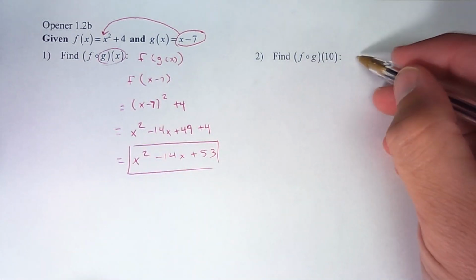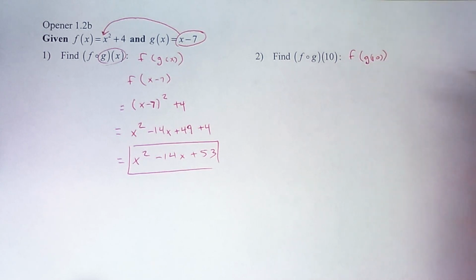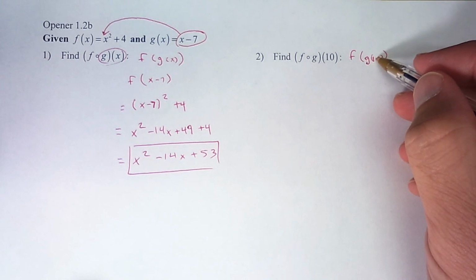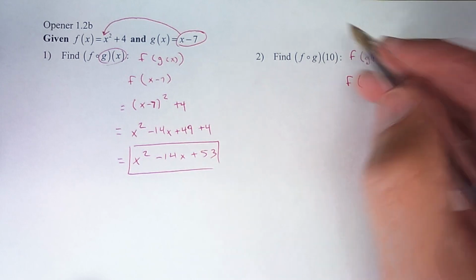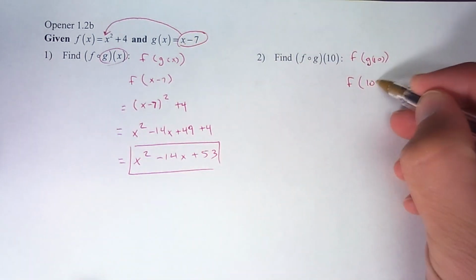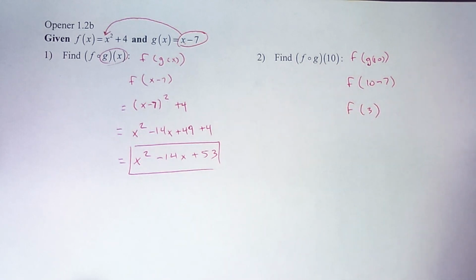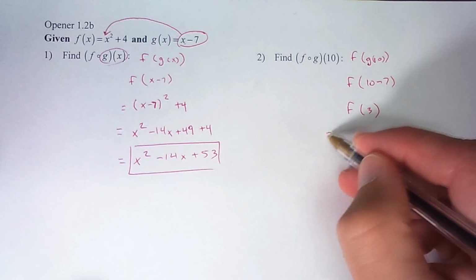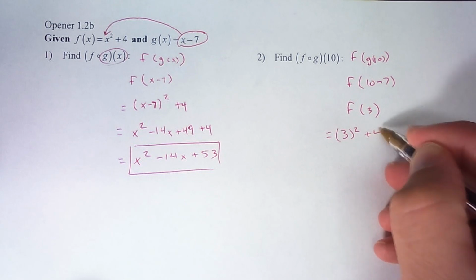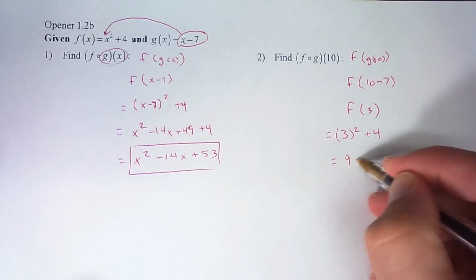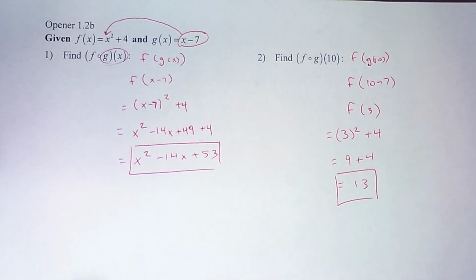Then find f of g of 10. So that could be written like this, f of g of 10. Okay, so I need to find out what g of 10 is. So g of 10 is actually 10 minus 7. So I'm really finding f of 3. So f of 3 is 3 squared plus 4. So that's 9 plus 4, and 9 plus 4 is 13.